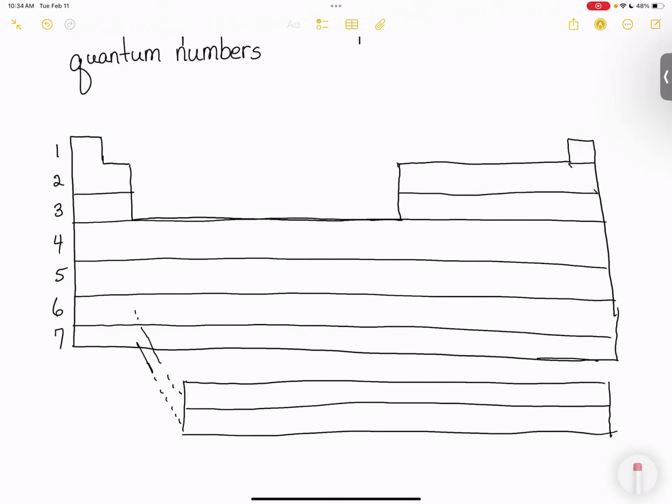Okay, this is my attempt at drawing. I do better at the periodic table than most things. I've drawn it so much over the years. Okay.